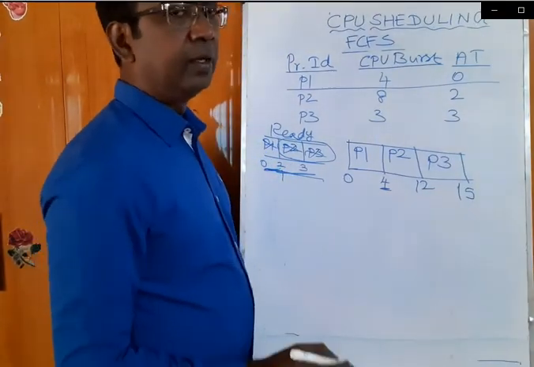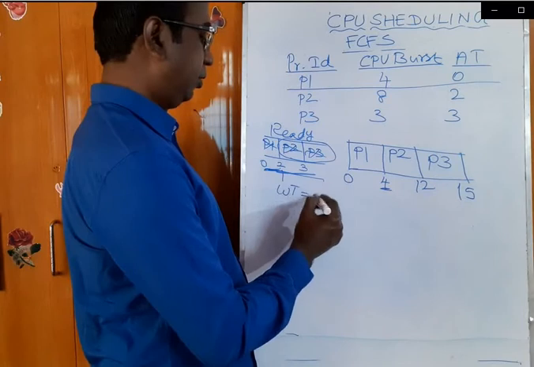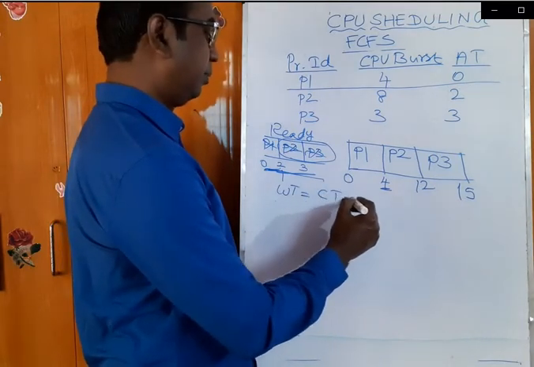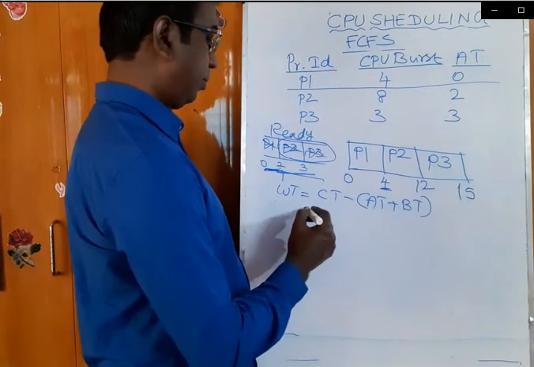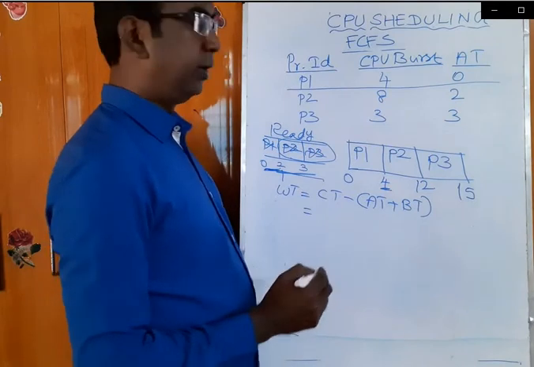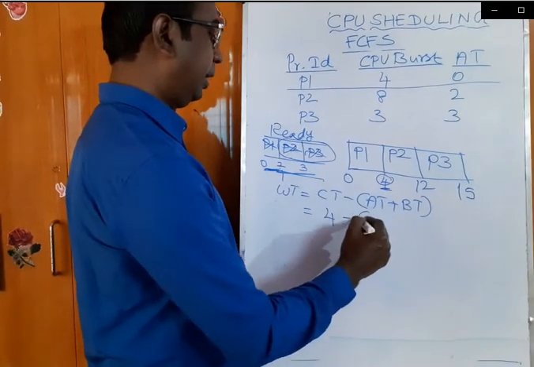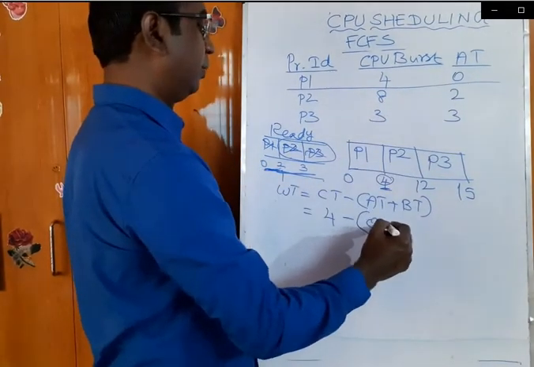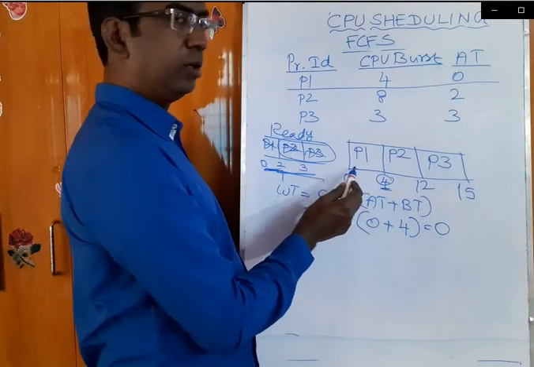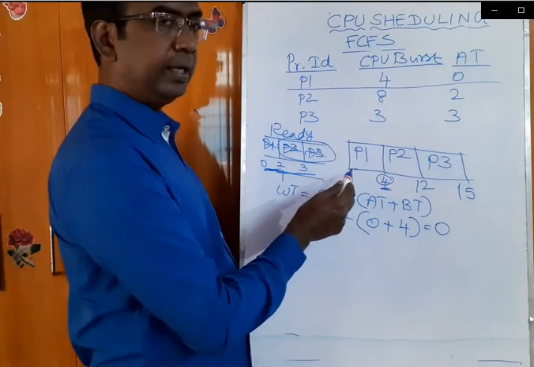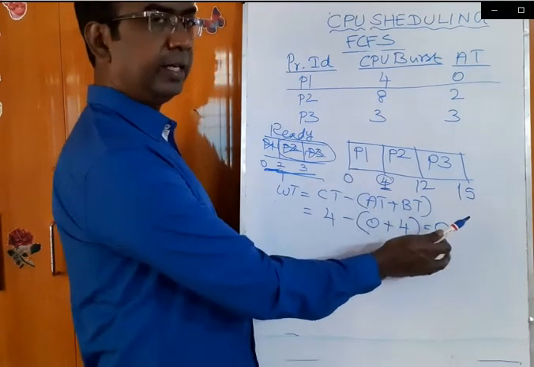Now listen carefully. How to calculate the waiting time for each process? Already we know waiting time equals completion time minus arrival time plus CPU burst time. Now what is it for process P1? The completion time for process P1 is 4. 4 minus the arrival time, that is 0, plus the burst time, 4. So it equals 0. According to the Gantt chart also, at time 0, P1 enters the CPU. So P1 is not at all waiting. It directly enters the CPU. So waiting time is 0.